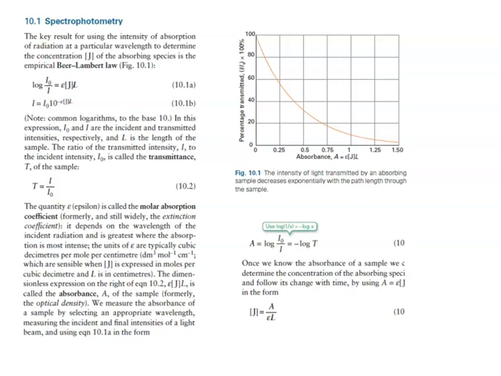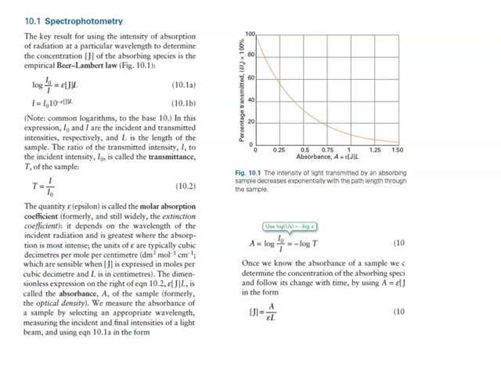The quantity epsilon is called the molar absorption coefficient, or molar absorptivity coefficient. It's also been known previously as the extinction coefficient. It depends on the wavelength of the incident radiation, and it's greatest where the absorption is most intense. The units for epsilon are typically cubic decimeters per mole per centimeter, which are sensible when J is expressed in moles per cubic decimeter and L in centimeters.